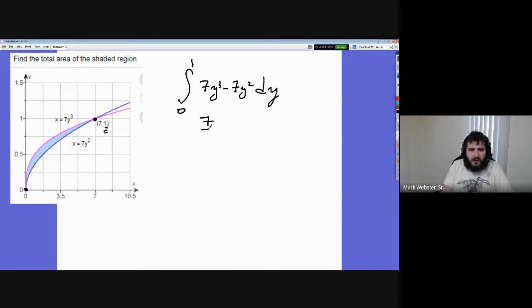So let's do this. Integrate 7 fourths y to the 4th minus, my pen gets ahead of my brain sometimes. And then this one is going to be to the 3rd power, so 7 thirds y cubed. We're evaluating this from 0 to 1. Well, again, if we plug in 0, these are just going to go away. So it's the 1 part that we have to look at. 7 fourths minus 7 thirds.